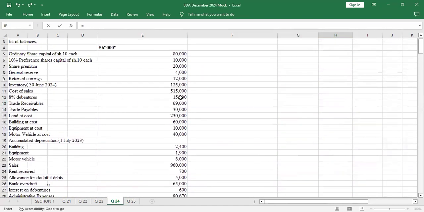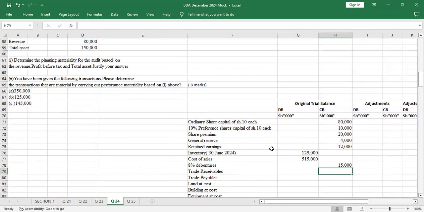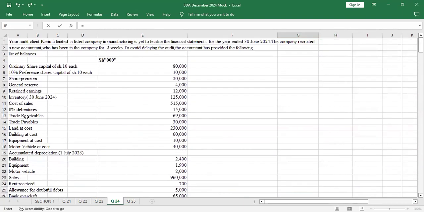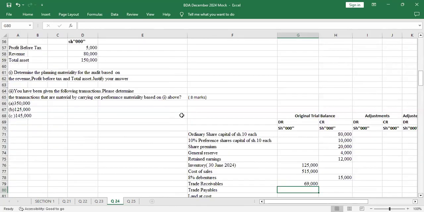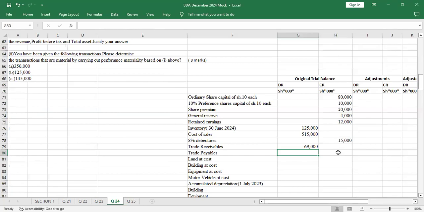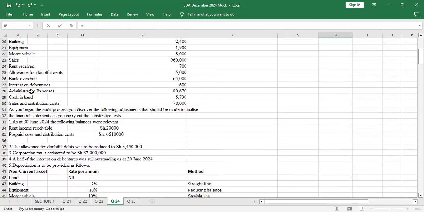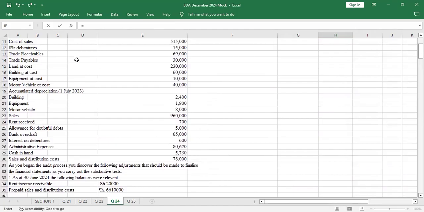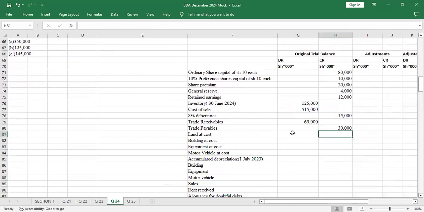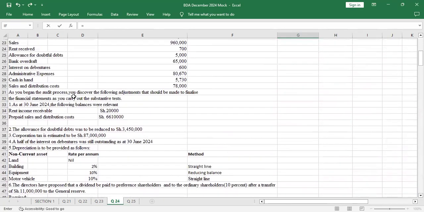8% debenture, liability. Trade receivables is an asset, so we debit that. Then trade payable is a liability. We'll credit that. Land at cost is an asset, so we'll debit that.